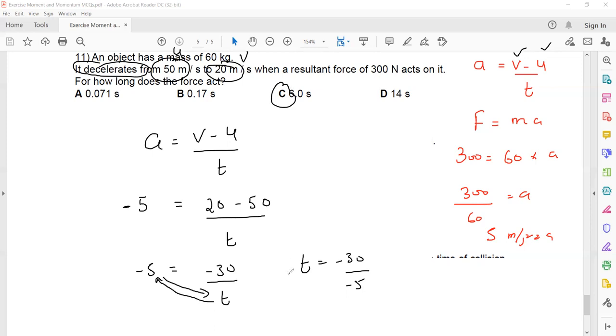So first we calculate the acceleration. Why minus 5? Because in the question, if you see, they mention deceleration. Deceleration means speed decrease. So when we substitute the value for deceleration, it should be negative. If it was written acceleration, then we will substitute the value as positive. Deceleration is also known as negative acceleration.